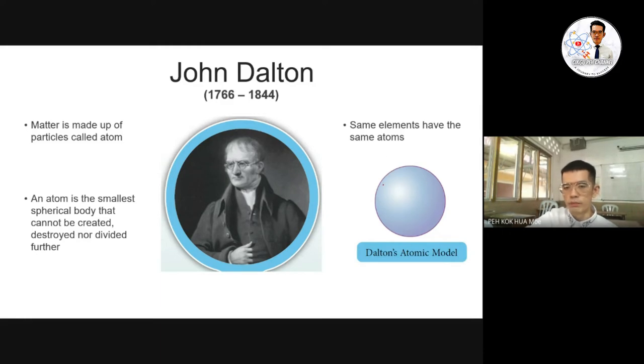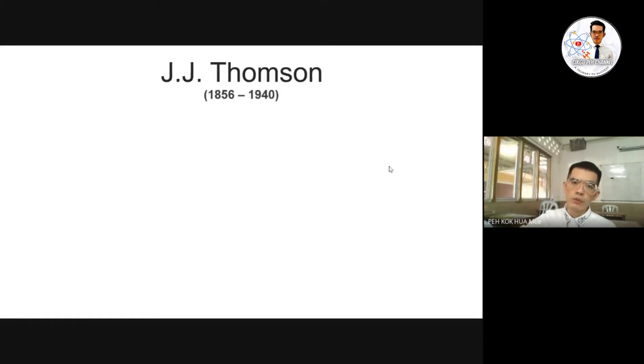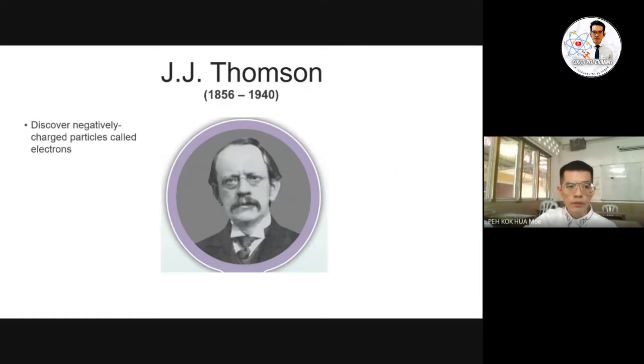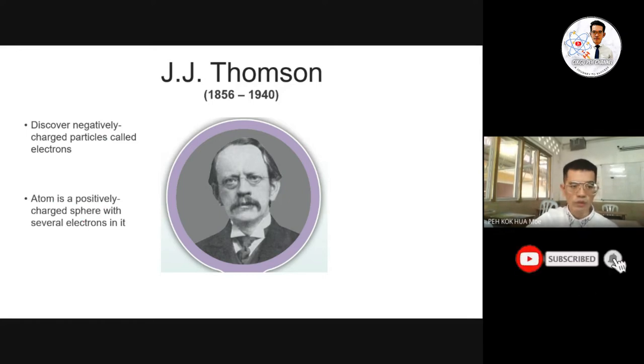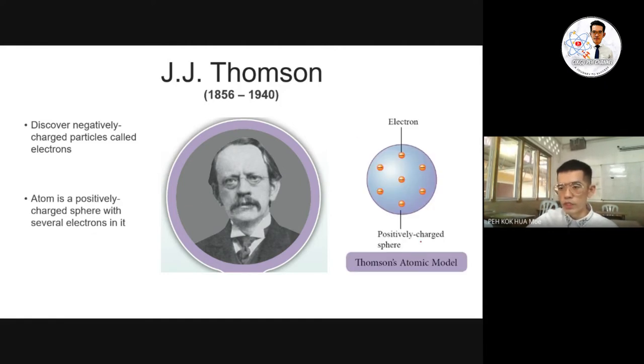So this is the Dalton atomic model. This is the foundation for the development of the atomic model. And here we have Thomson. According to him, he is the person who discovered the negatively charged particles known as electrons. So he is the first person to discover the electron. And the atom is a positively charged sphere with several electrons in it. So under the Thomson model of the atomic structure, there is a sphere where the electrons are together in the atom. It will look like this: the positively charged sphere, and inside we have the electrons.